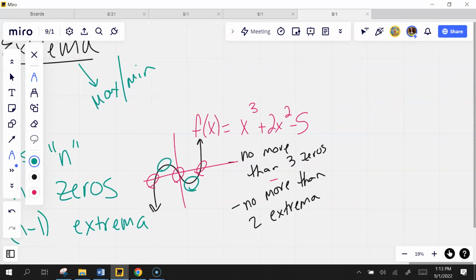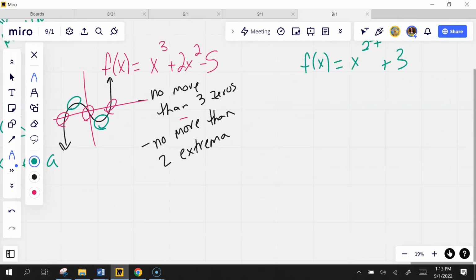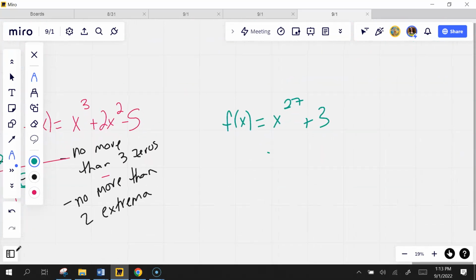No, because this could be just f of x equals x to the 27th plus 3. Well, then that would tell me I have no more than 27 zeros and no more than 26 maxes or mins. One less than the degree. It's always one less than the degree.